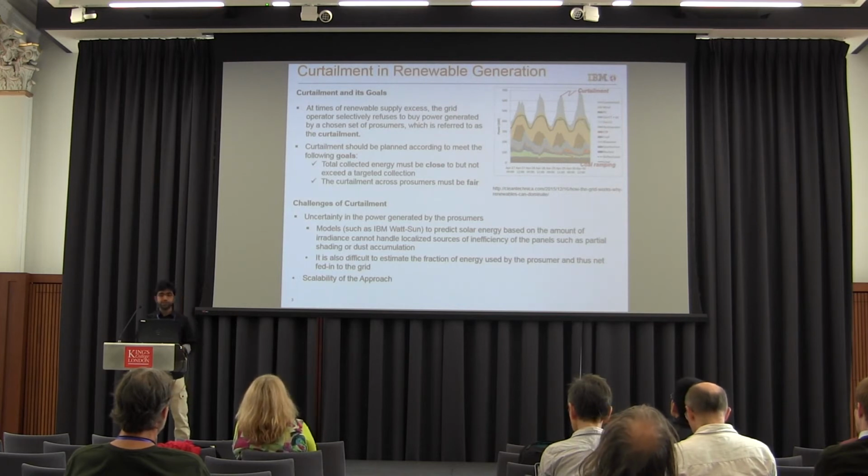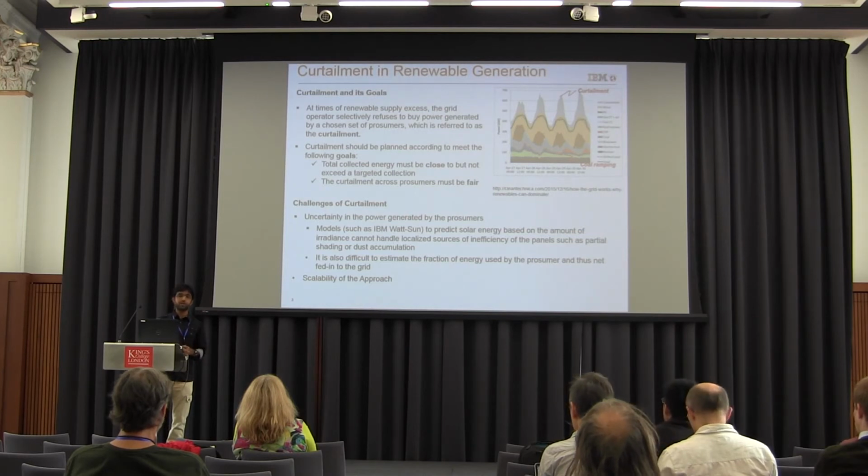And it is also difficult to estimate the fraction of energy used by the prosumers and thus the net feeding to the grid. Also, scalability is another issue, because there can be millions of prosumers under the utility and the planning granularity can be as small as 5 minutes. So the approach should be able to handle this tremendous amount of data.